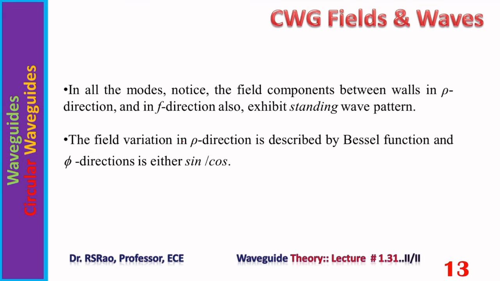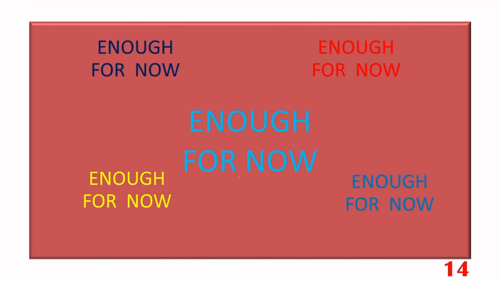In all the modes, notice the field components between the walls in rho direction and phi direction also exhibit a standing wave pattern. The field variation in rho direction is described by Bessel function, and in phi direction it is either sine or cos. This is what I have to share with you regarding circular waveguides.